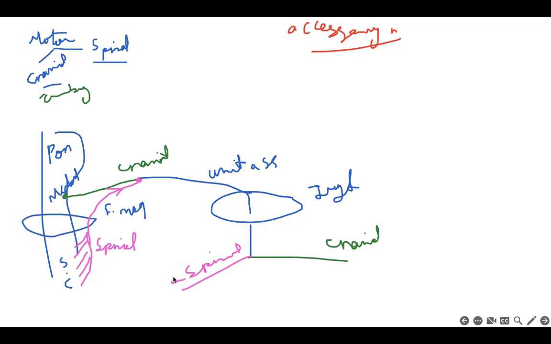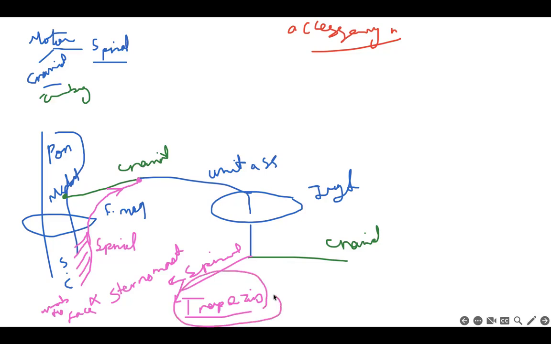The spinal will supply two important muscles of the neck and back: sternomastoid, which is very important for turning the face to the opposite side, and the trapezius, very important for elevating the shoulder, to be able to shrug the shoulder. So with any lesion of the sternomastoid, the patient is unable to turn the face to the opposite side. But with a trapezius lesion, the patient is unable to elevate the shoulder, which means drop shoulder.